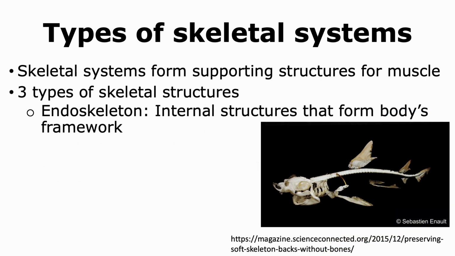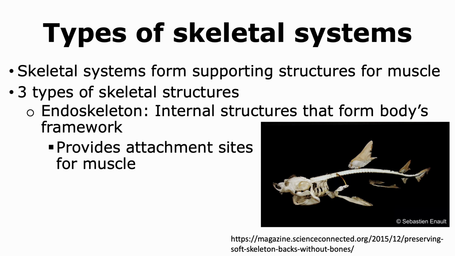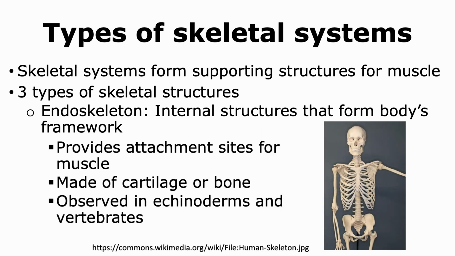The endoskeleton is another type of skeletal system, which is present in the form of internal structures that form the body's framework in some animals. The endoskeleton provides attachment sites for muscle and can be made up of cartilage or bone. Endoskeletons are commonly seen in echinoderms as well as vertebrates.